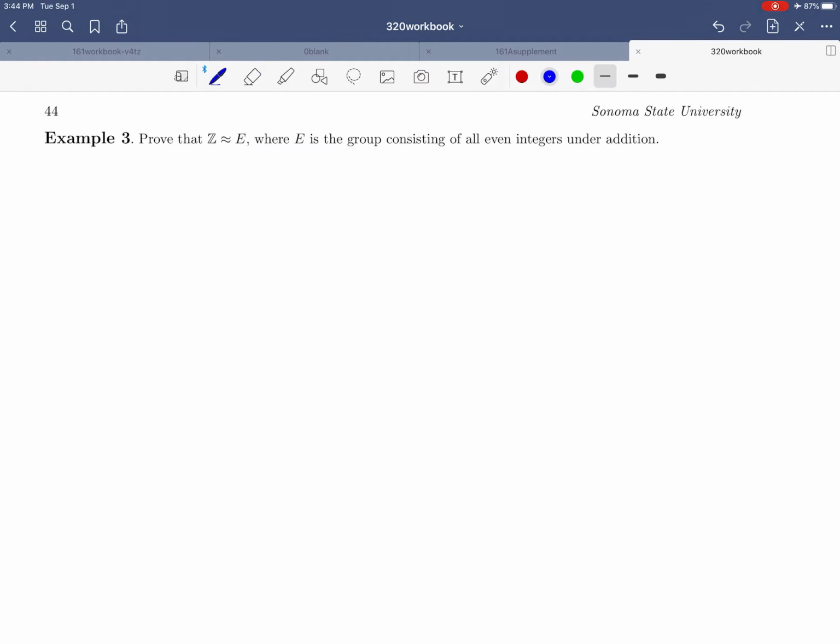Let me write that down. So what do we need to do? We need to find an isomorphism from one to the other, from Z to E, and show that it is an isomorphism.